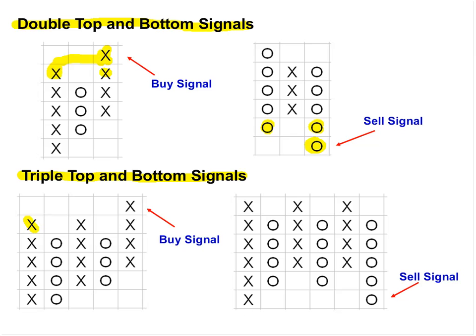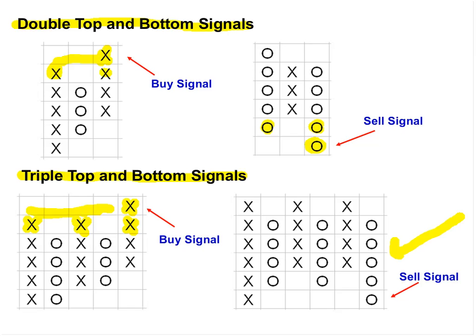When you have two columns that are topping out at the same level, and then the third column goes above both of the two previous, that is a triple top breakout. All right, very reliable signal typically.